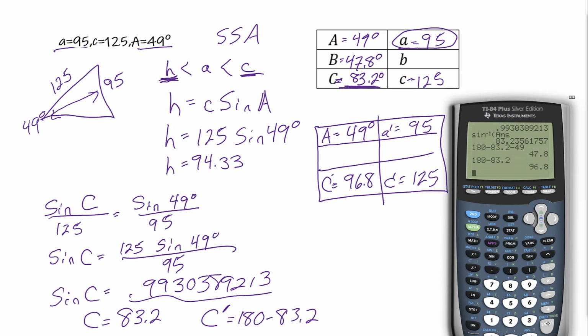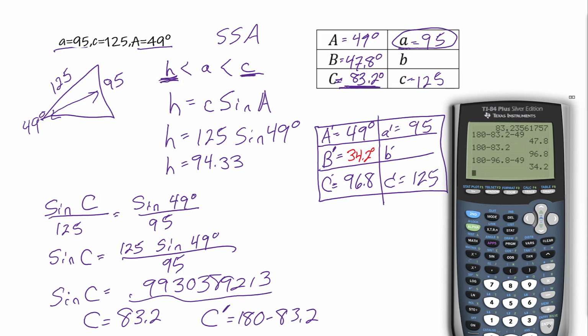And now that we've got these primes, that is going to give us a different B prime. Let's see, 180 minus 96.8 minus 49. Now in this case, B is going to be 34.2 degrees. So this gives us two different triangles.